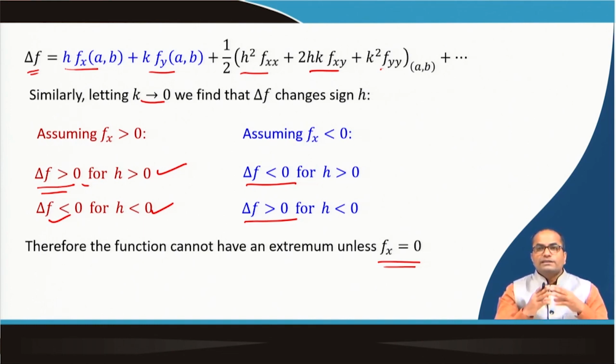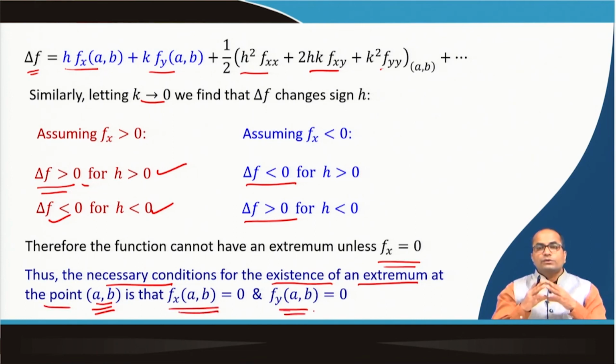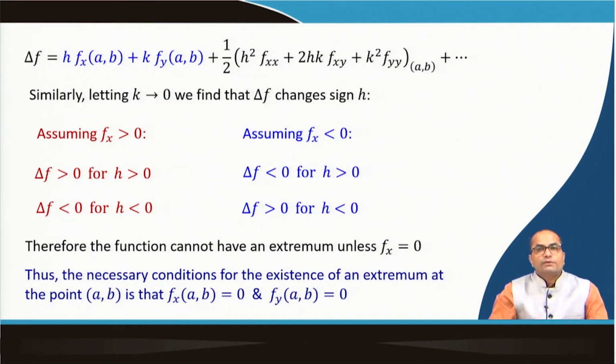So, in this way we are getting these necessary conditions, that if this (a, b) is a point of local extremum, then f_x must be 0 and f_y must be 0 at this point (a, b). So, the necessary conditions for the existence of an extremum at the point (a, b) are that f_x must be 0, f_y must be 0. So, if f_x(a, b) is not equal to 0 or f_y(a, b) is not equal to 0 or both are not equal to 0, in that case this point cannot be a point of local extremum. This is what we have seen by this simple observation.